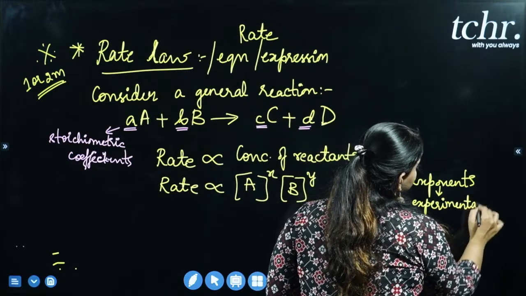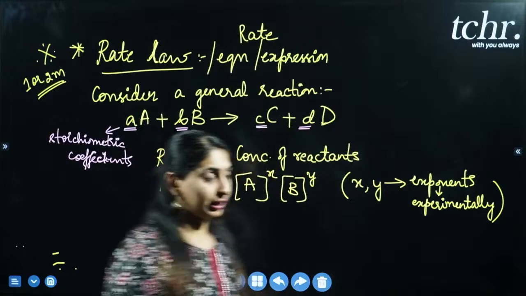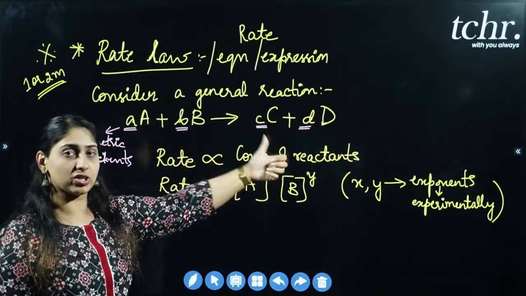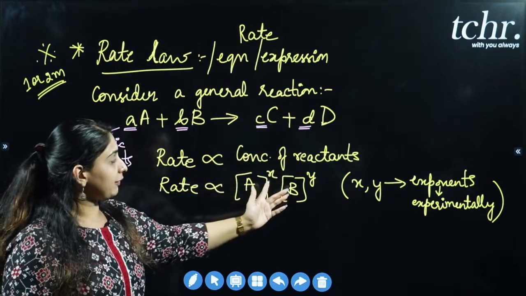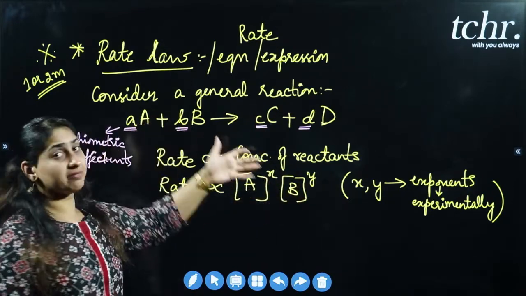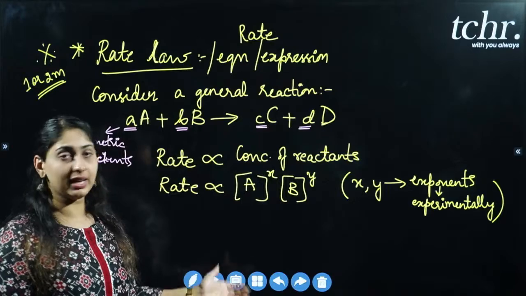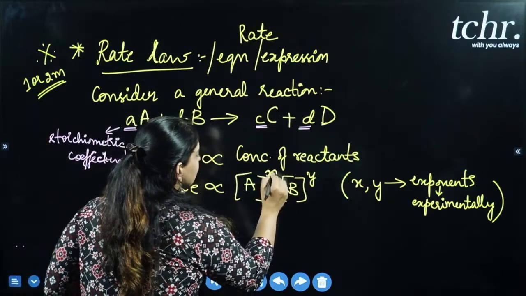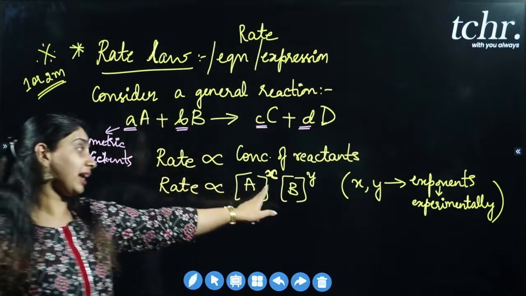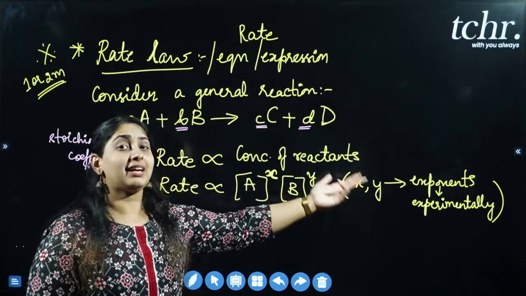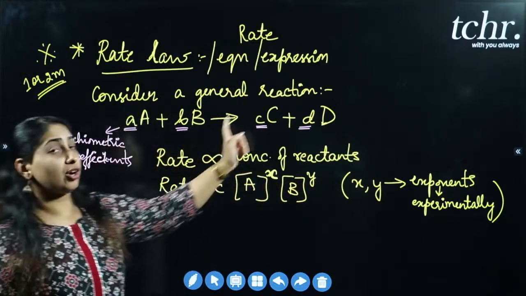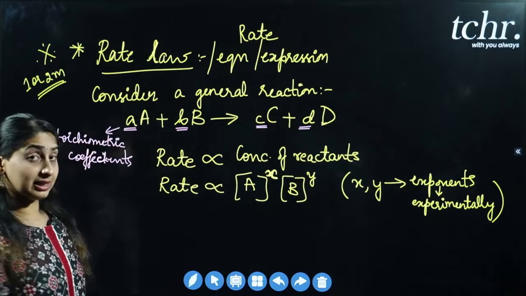Experimentally determined exponents x and y which may or may not be equal to the stoichiometric coefficients. So coincidentally here, for example 2 and 1, here also there could be 2 and 1, but it is again not necessary that x and y exponents should be exactly equal to these stoichiometric coefficients. So x and y are experimentally determined exponents for a reaction which may or may not be equal to these stoichiometric coefficients. I hope this much is understood.